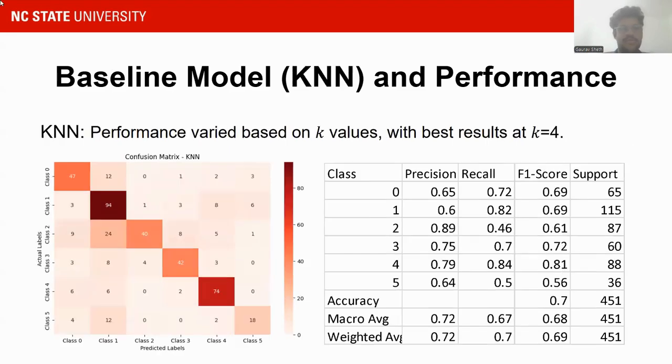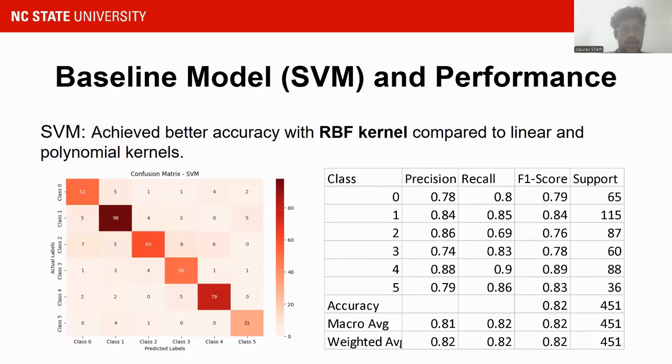So let's start with the performance of our baseline model. As you can see, KNN gives a fair accuracy of almost 70%, and it performs very well for class 1 and class 4. It performs very poorly and misidentifies class 5 and class 2. We got the best results when K is 4, the number of clusters is 4.